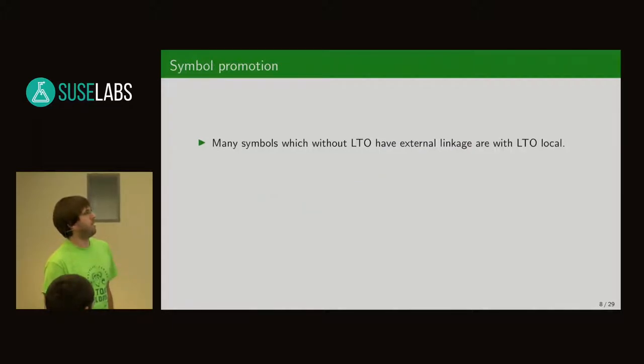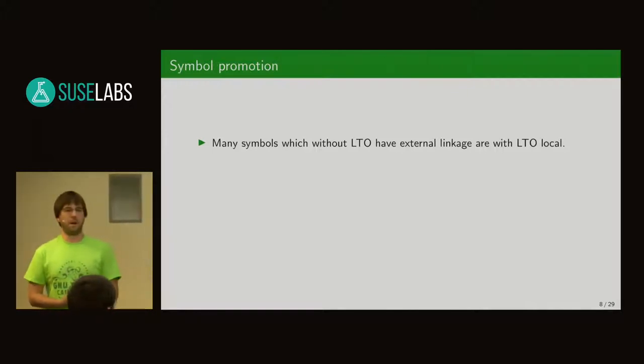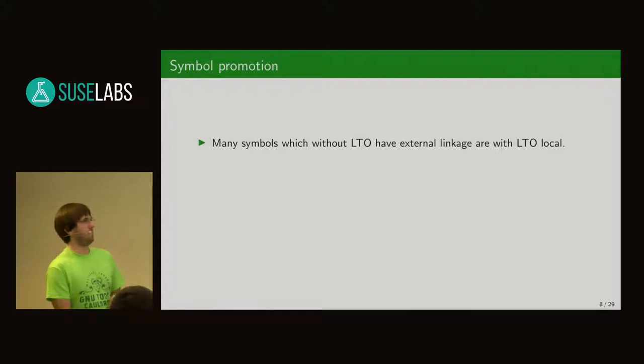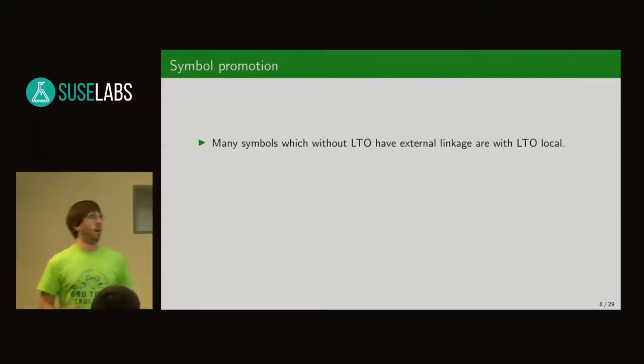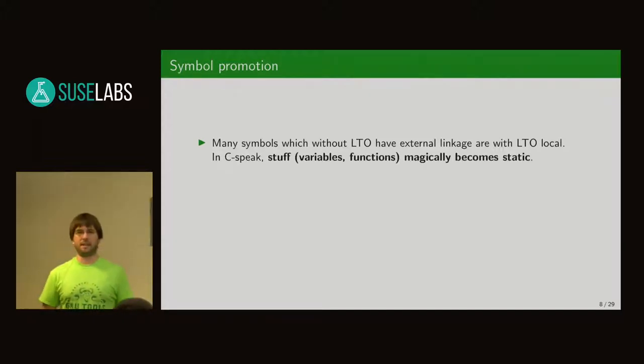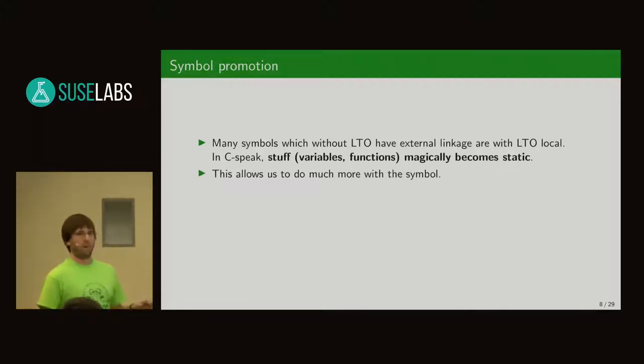One thing that is very important with LTO, and that people often don't realize, is that we do symbol promotion, which means that symbols that in the traditional way of compiling things would have external linkage, and would be visible to the final linker, now can be made local. In C-speak, that basically means that things become magically static, and that means that we have them much more under our control, especially if their address is not taken. And if their address is not taken, or if we can remove all these address-taking statements as part of early optimizations, which often happens, then we can play with the symbol. We can remove it, we can change the calling convention, we can change the ABI, and so forth.